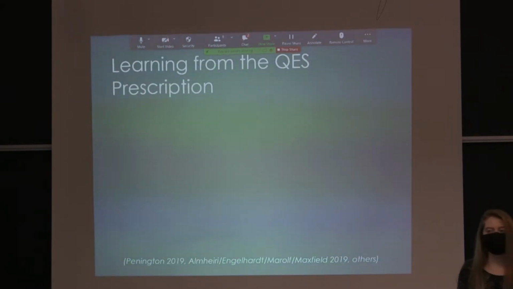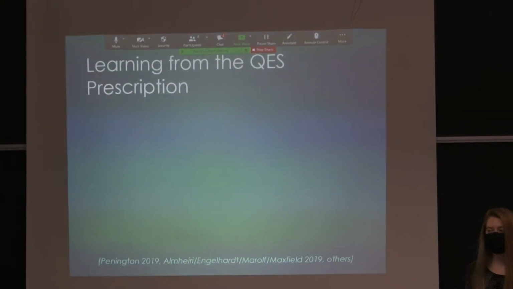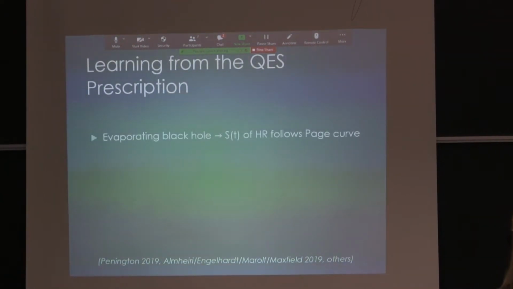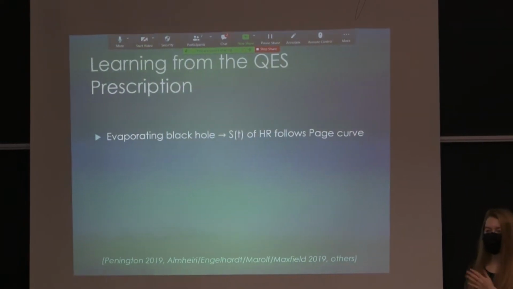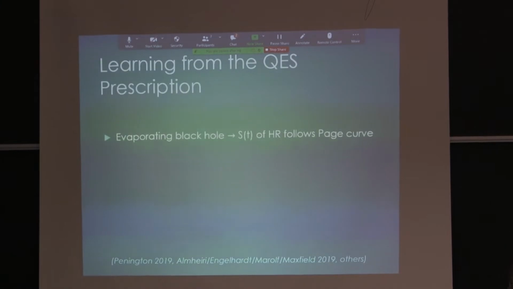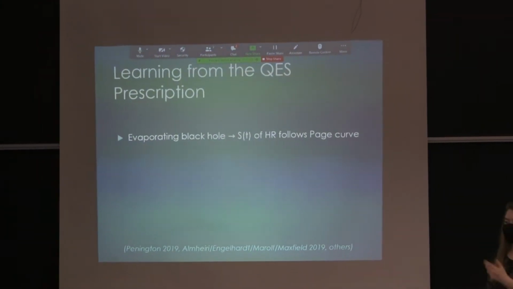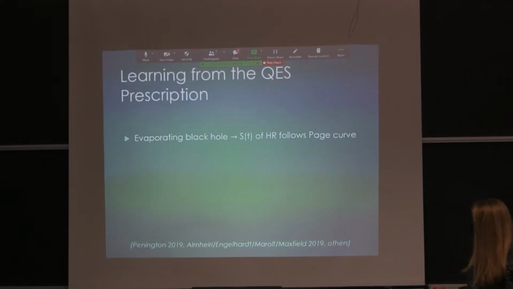So as many of you are probably aware, if you've been following the recent literature, the last couple years there has been a lot of excitement about computing the entropy of Hawking radiation, which is called the Page curve. What you expect, for a black hole that's evaporating, that's emitting Hawking radiation, is that the entropy of this Hawking radiation should follow a particular curve, which is called the Page curve.